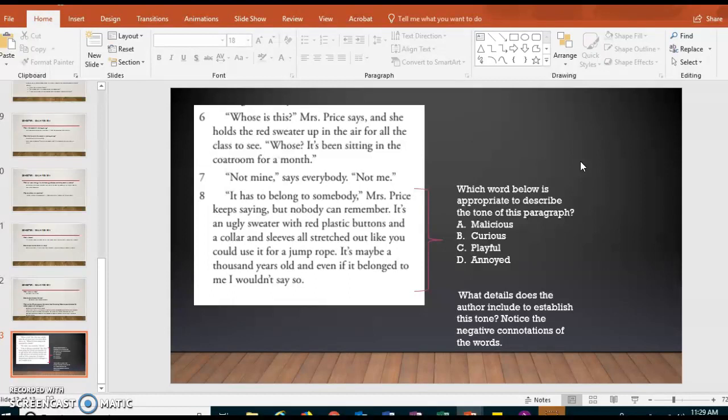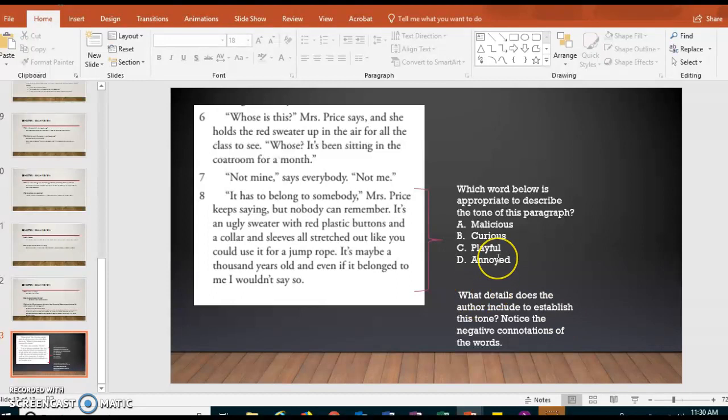So basically, this question is just asking which word below is appropriate to describe the tone of the paragraph. If you look at this paragraph, it has to belong to somebody. Mrs. Price kept saying, but no one could remember. It's an ugly sweater with the red plastic buttons and colored sleeves, all stretched out like you could use it for a jump rope. It's maybe 1,000 years old, and even if it belongs to me, I wouldn't say so. So is it malicious, curious, playful, or annoyed? Which one of those would fit? What's the tone of that paragraph? For me, I would say annoyed. That would fit the best there.